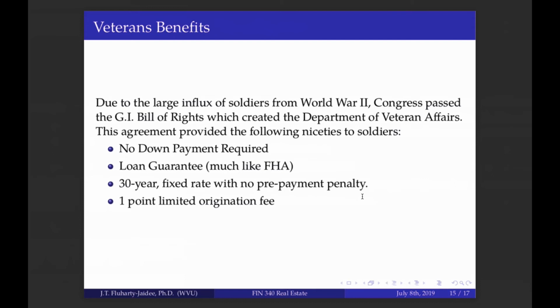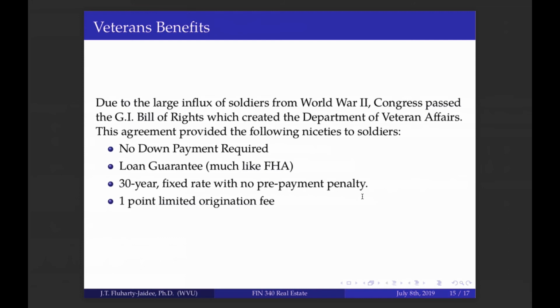So we have the service of these loans here, and it's a pretty nice deal. 1-point origination fee on that. And so basically this will get them a house. Okay, they don't have a lot of money, so we can get them into a house. We can guarantee that mortgage at a 30-year long-term period.